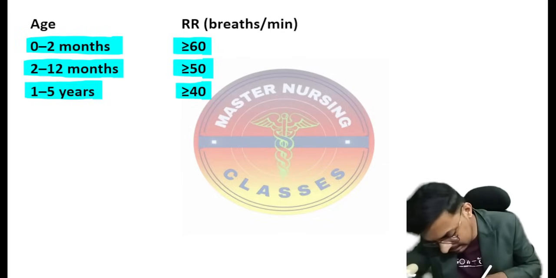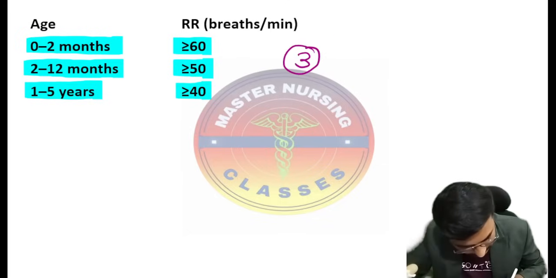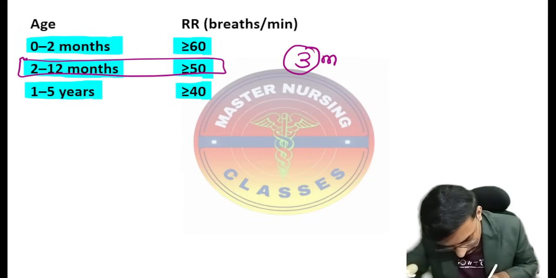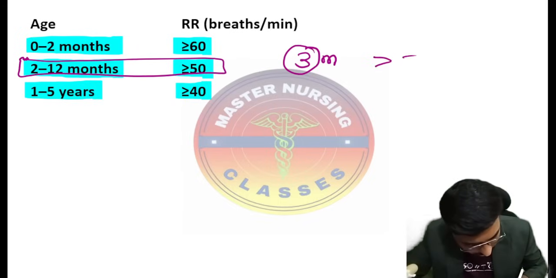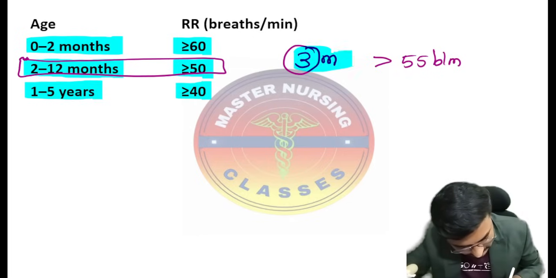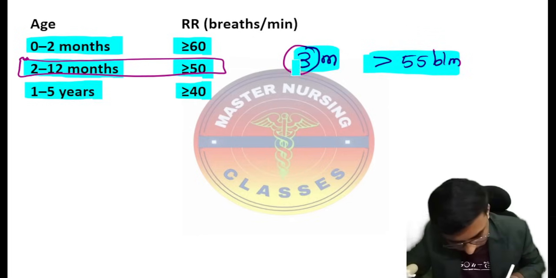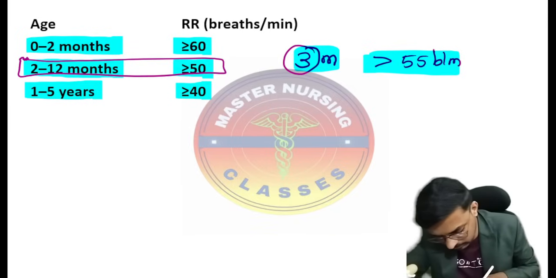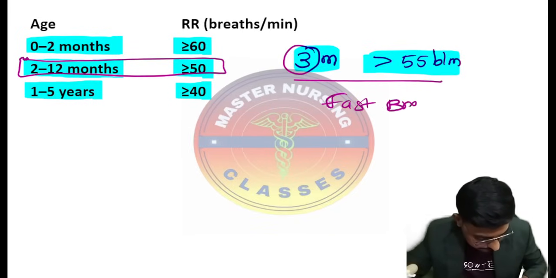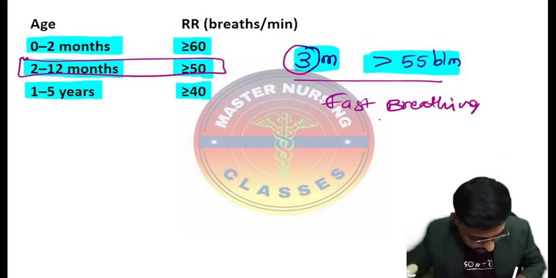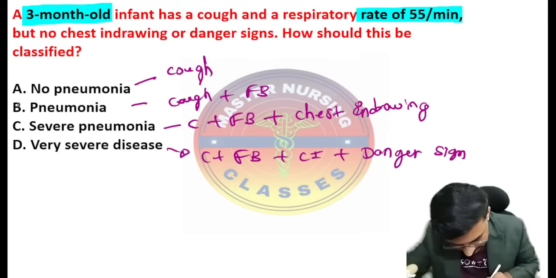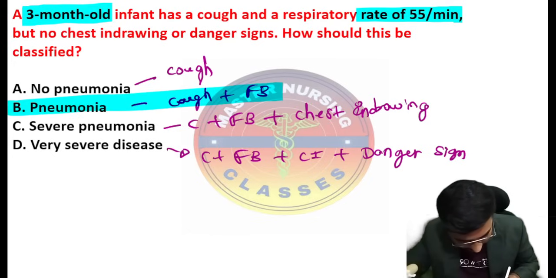Now the child which came to your OPD is 3 months, which comes in this particular category, and the child's respiratory rate is more than 55 breaths per minute. So if the child is 3 months and has more than 50 breaths per minute, this is a case of fast breathing. The child has cough and fast breathing, so this is a case of pneumonia. Please do remember, this is a case of pneumonia.